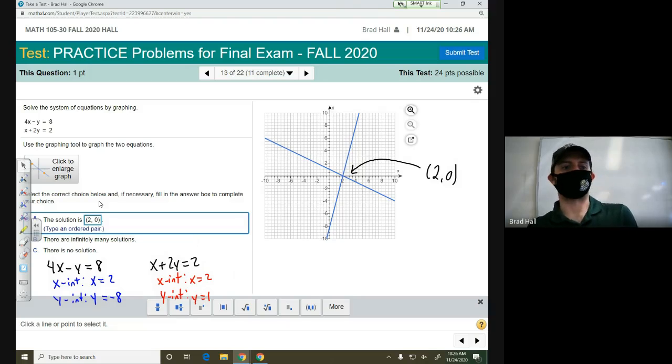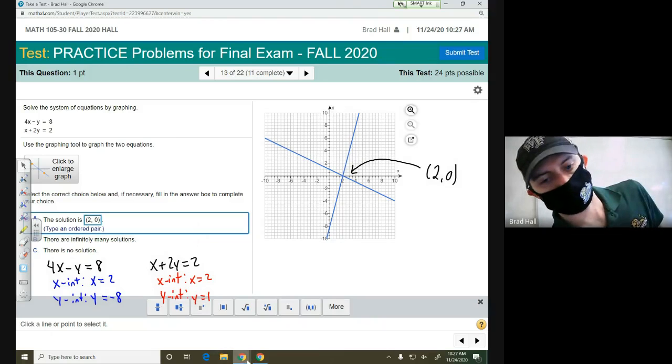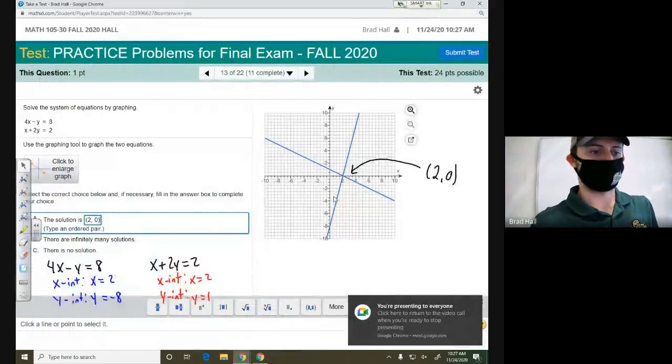So this is solving by graphing. The versatility of this is that if the graph works out very nicely, you could just tell by looking at the grid lines and seeing where the point of intersection lies. Okay, let's keep going.